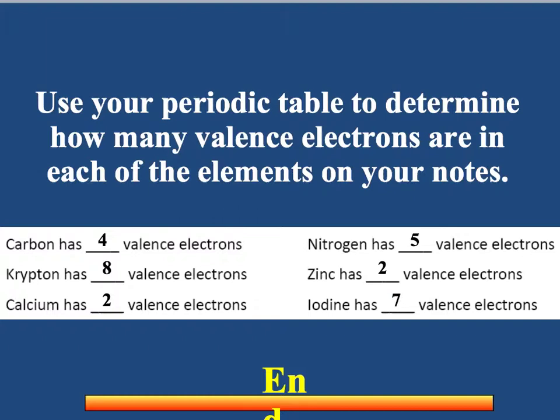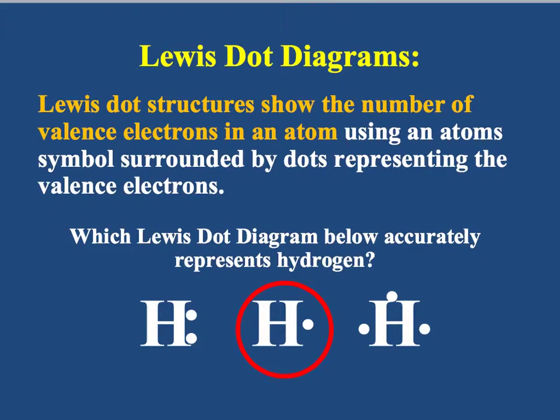I want you to go ahead and flip back to the back of those notes, and you'll see a little grayed out box. I want you to use your periodic table and figure out how many valence electrons are in each of the elements given. Actually, no, I don't want you to do that.